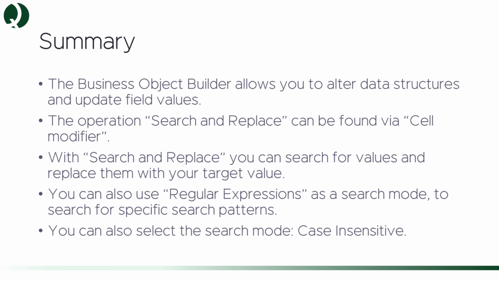Let's summarize what we have learned so far. The Business Object Builder allows you to alter data structures and field values. The operation search and replace can be found via Cell Modifier. It is possible to search for fixed values and replace them with your target value. Furthermore, you can also use regular expressions as a search mode to search for specific search patterns. In addition, you can select the search mode case insensitive. This means that you can treat upper and lowercase letters as being the same.